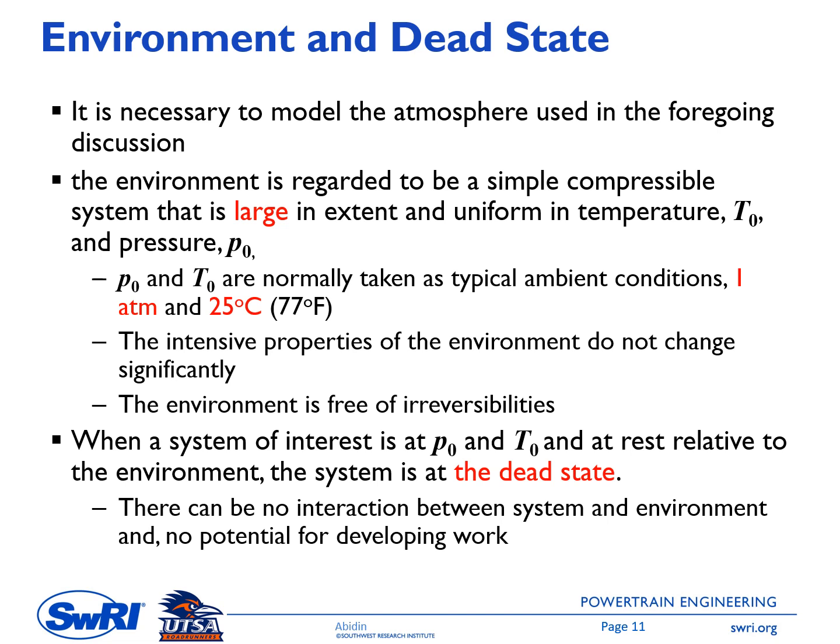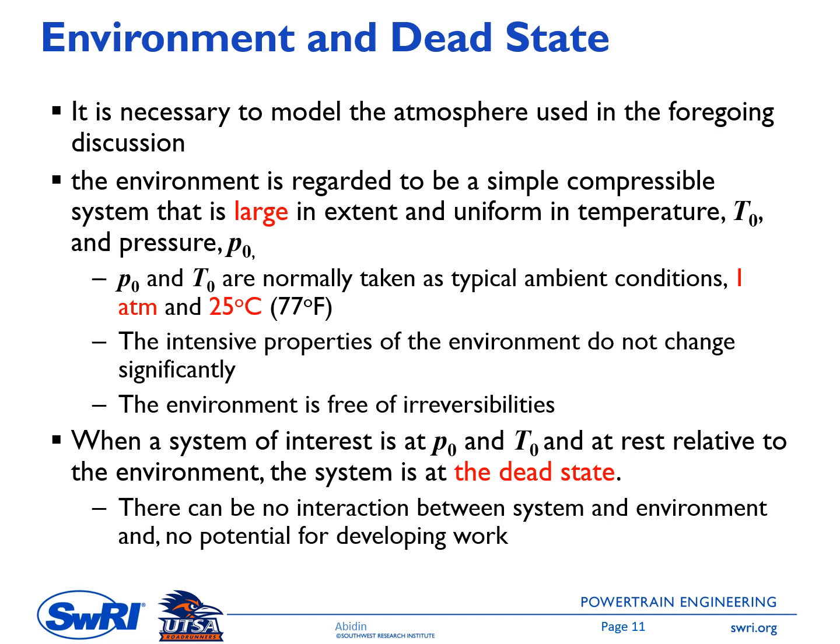And this system will be uniform in temperature and pressure. So in this case, we give a notation of T0 and P0. To keep this environment connected with the actual environment, we use P0 and T0 as a typical ambient condition: 1 atmosphere and 25 degrees C, or 77 degrees Fahrenheit. And the next one is that the intensive properties of the environment do not change significantly, once again because we have a large size of the environment here. And also the environment is free of irreversibilities.